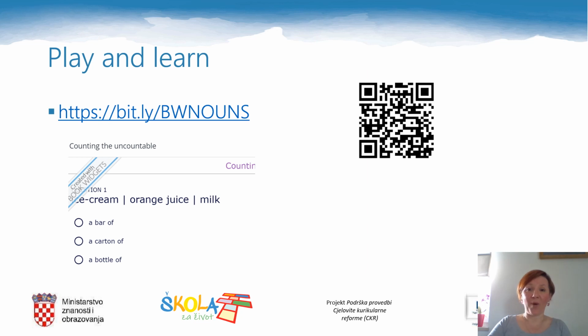To see how well you can count the uncountable, follow this link or scan the code and play the game. The system will grade your answers, so you will get the feedback immediately.